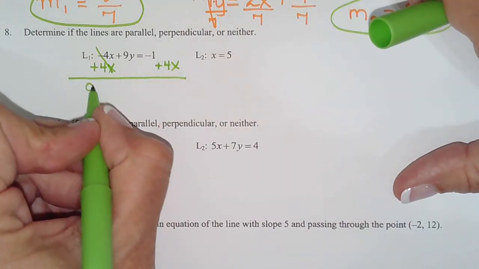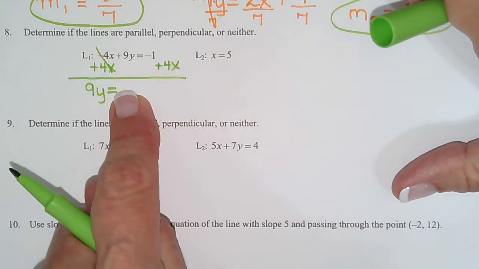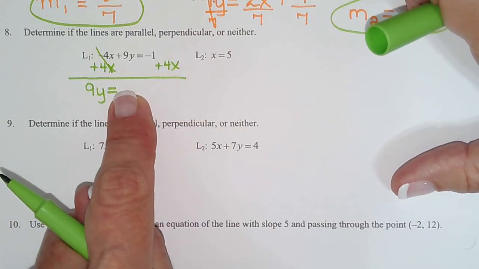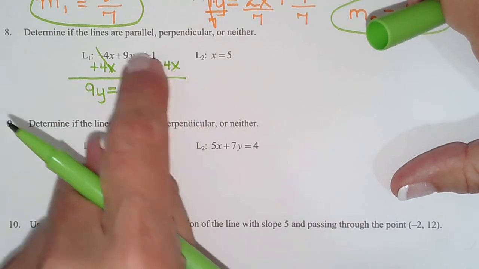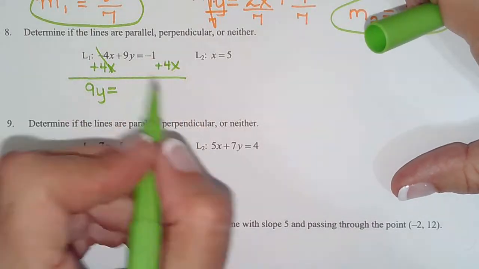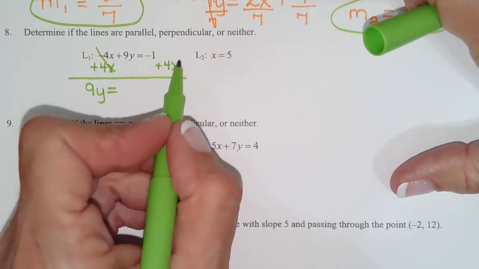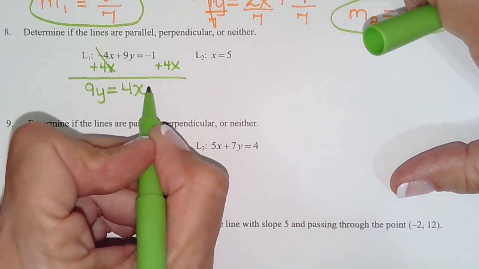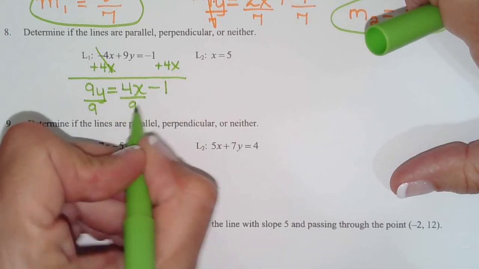So we get 9y equals, and remember we want our x term first, so it looks like y equals mx plus b. But you need to be careful. You carry the sign in front of it with it. So it's a positive 4x and a negative 1. Don't write negative 4x plus 1. That would be wrong. 4x is positive and 1 is negative. Then divide everything by 9.